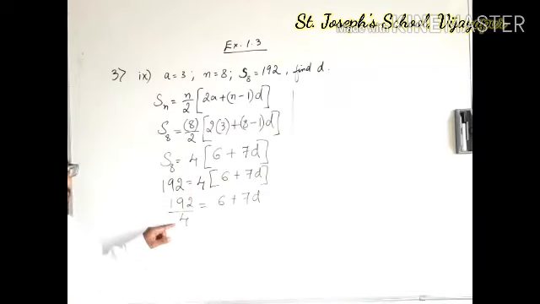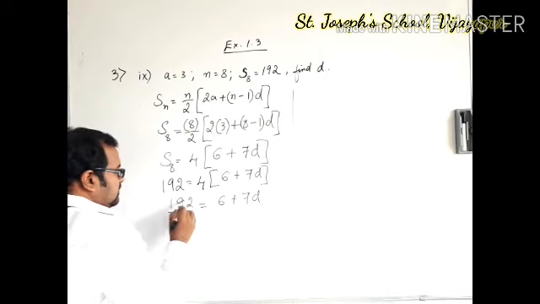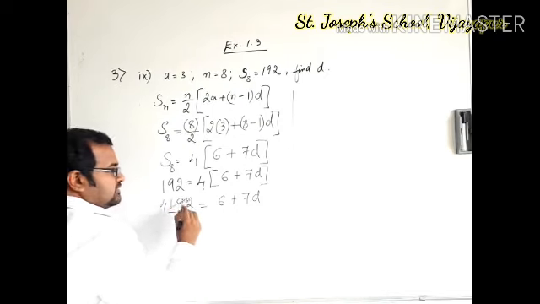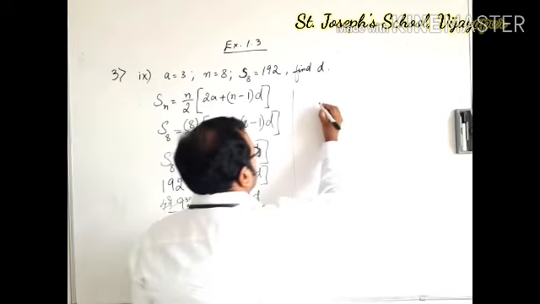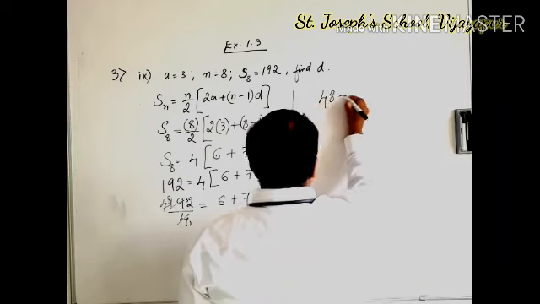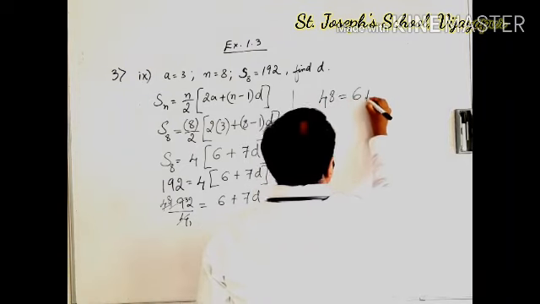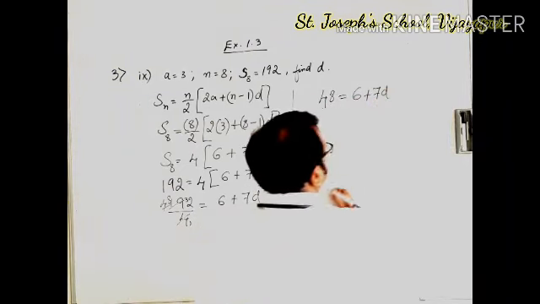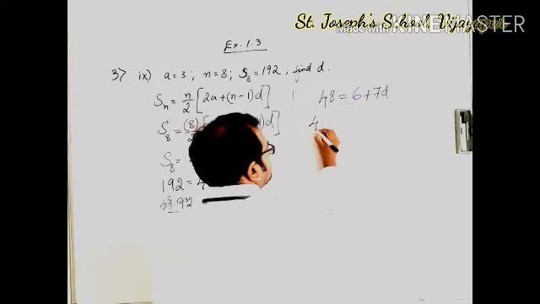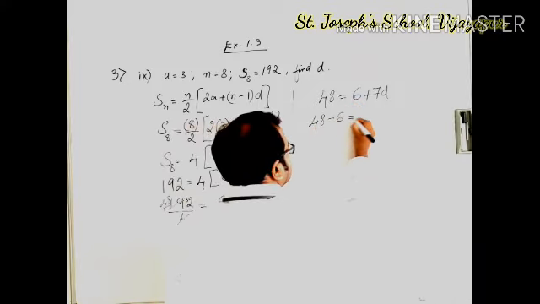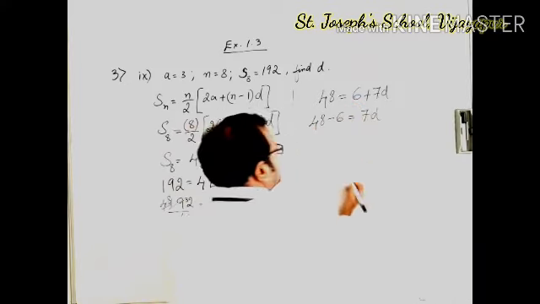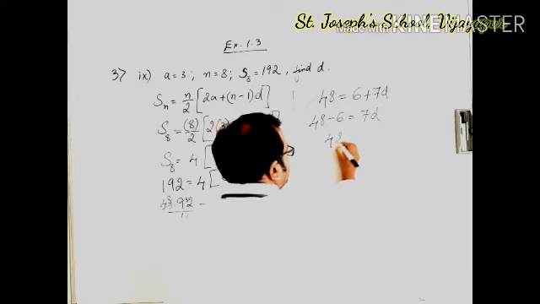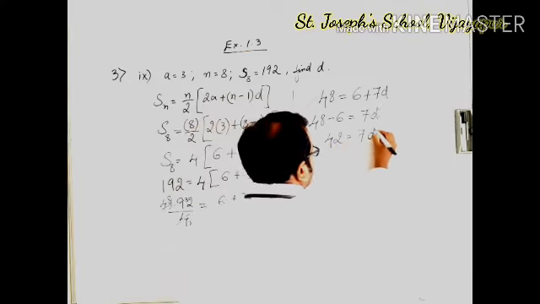So 192 by 4. When you simplify with 4, 4 ones are 4, 4 fours are 16 and 3 remains. So 32, 4 eights are 32, 48. So 48 is equal to 6 plus 7d. 6 comes to the other side, becomes 48 minus 6 is equal to 7d. 48 minus 6 is 42, which is equal to 7d.